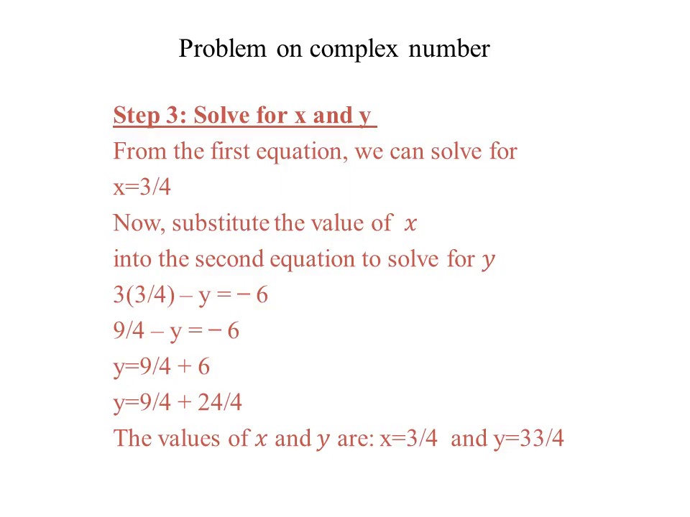Therefore, 3 into 3 by 4 minus y is equal to minus 6. That is equal to 9 by 4 minus y is equal to minus 6. That is equal to y is equal to 9 by 4 plus 6. Y is equal to 9 by 4 plus 24 by 4.